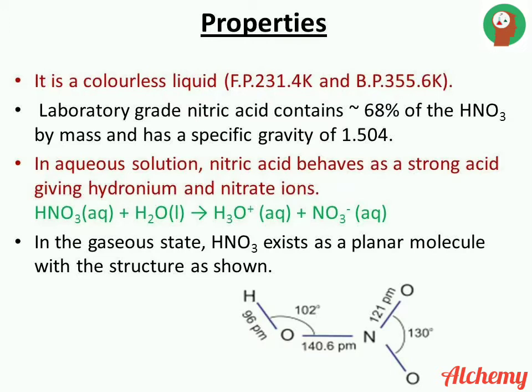Properties of nitric acid. It is a colorless liquid with a freezing point of 231.4 Kelvin and boiling point of 355.6 Kelvin. Laboratory grade nitric acid contains 68% nitric acid by mass and has a specific gravity of 1.504. In aqueous solution, nitric acid behaves as a strong acid giving hydronium ions and nitrate ions. When dissolved in water, HNO3 dissociates to form H+ and NO3-, and the H+ combines with water to form H3O+, called the hydronium ion. In the gaseous state, HNO3 exists as a planar molecule with the structure given below.